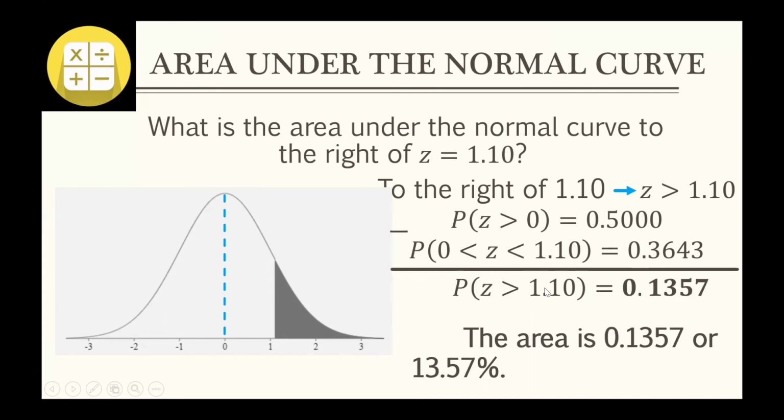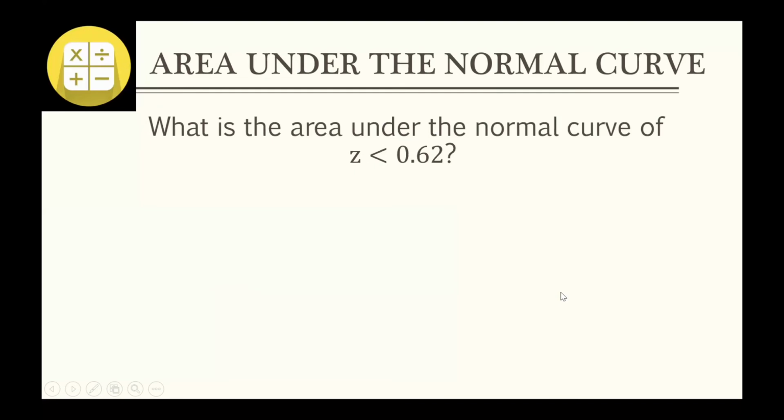Take note of the symbols. To the right of z equals 1.10, the symbol of that is z greater than 1.10. Let's have example number 2. What is the area under the normal curve of z less than 0.62? So, the earlier one was greater than, so we shaded the right side. This one is less than, so these are the values lower than 0.62.